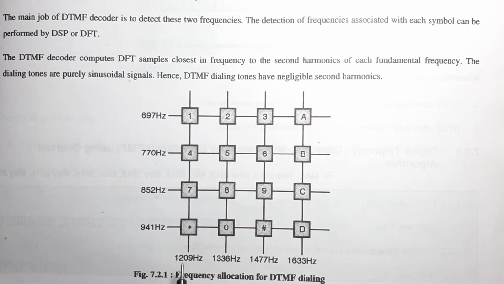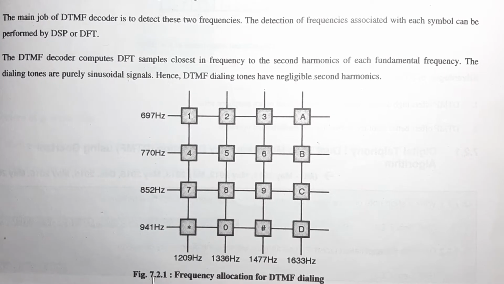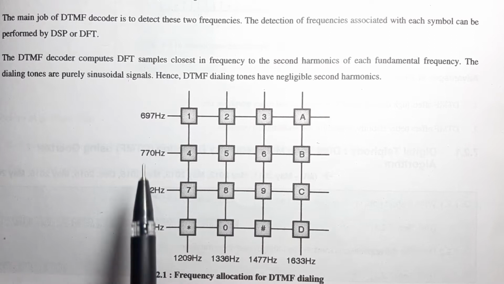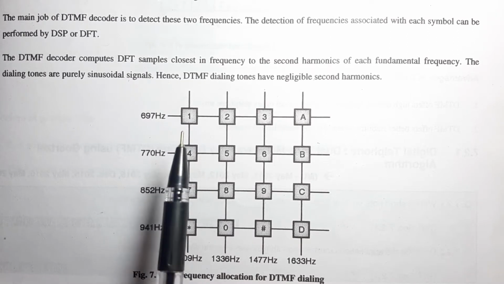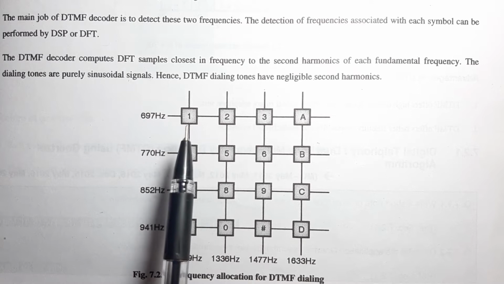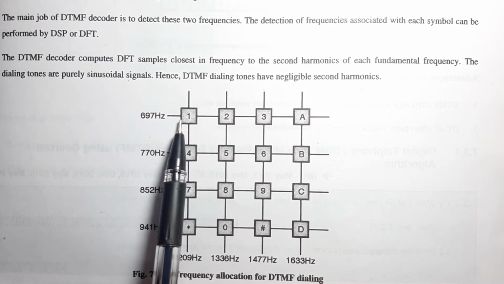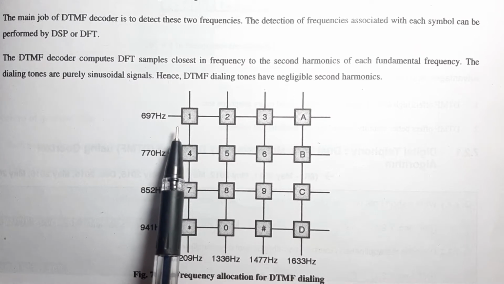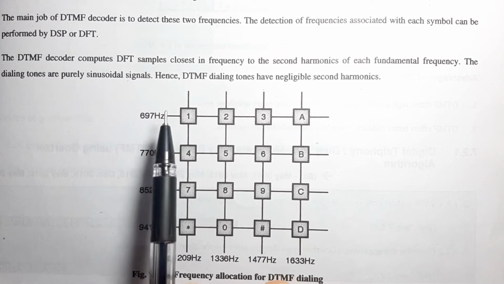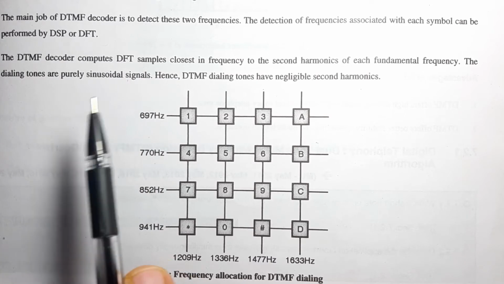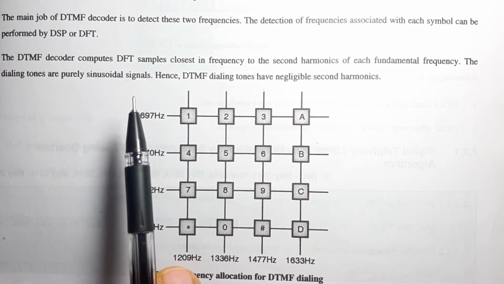Now, the detection of frequencies associated with each symbol can be performed by either a DSP or a DFT, which can be considered. The DTMF decoder computes the DFT samples closest in frequency to the second harmonics of each fundamental frequency. What do we mean by fundamental frequency and second harmonics? If we have a radio station, say 93.5 Red FM, then 93.5 is your fundamental frequency, and the frequency neighboring to that frequency is known as harmonics or second harmonics.